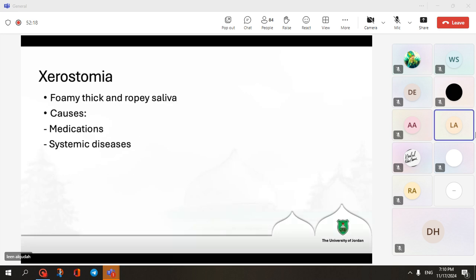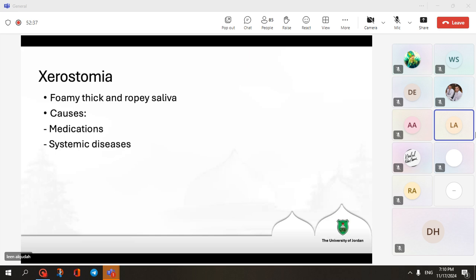Xerostomia is the complete opposite of sialorrhea. Usually, patients have a foamy, thick, and ropey saliva, and it may be associated with medications. You have to know the most common medications that lead to xerostomia, which are diazepam, which is a muscle relaxant, and loratadine, which is an antihistamine.